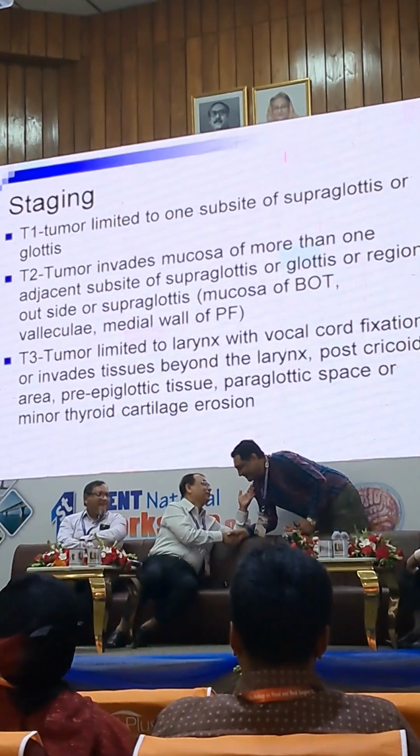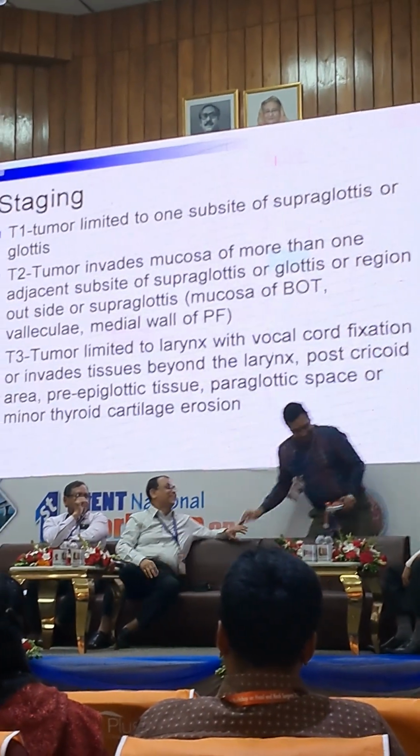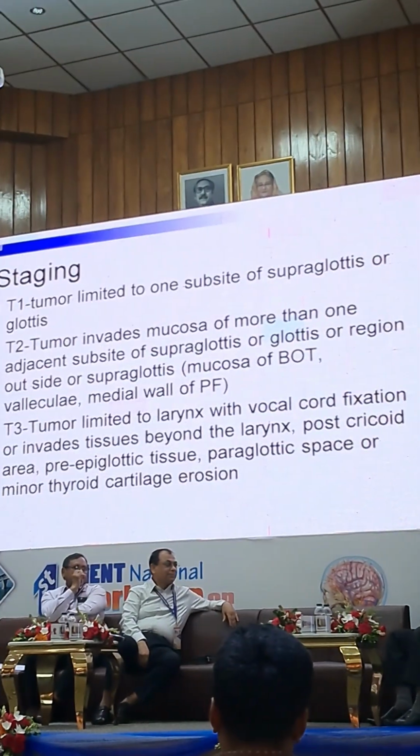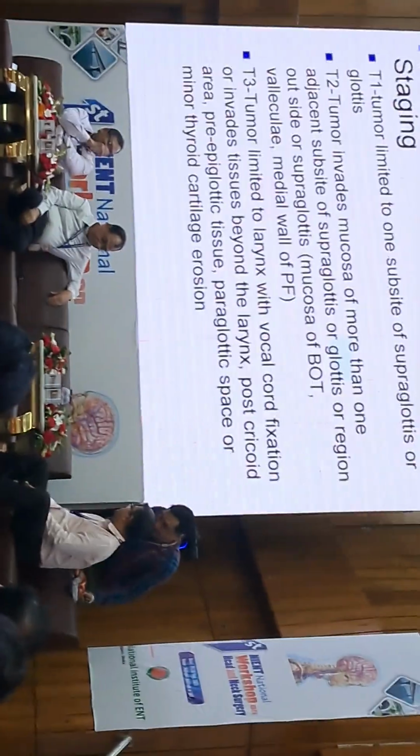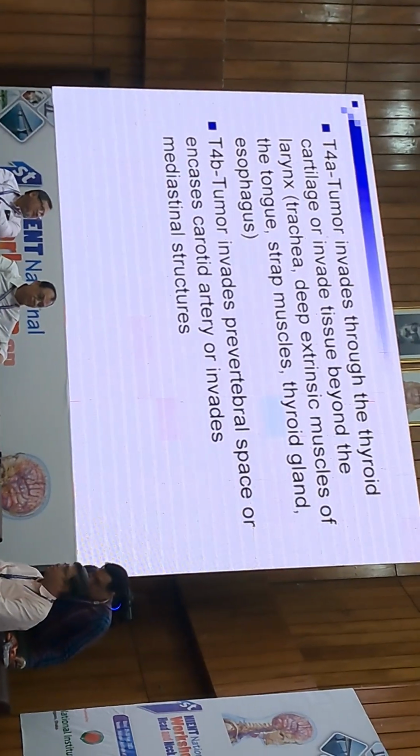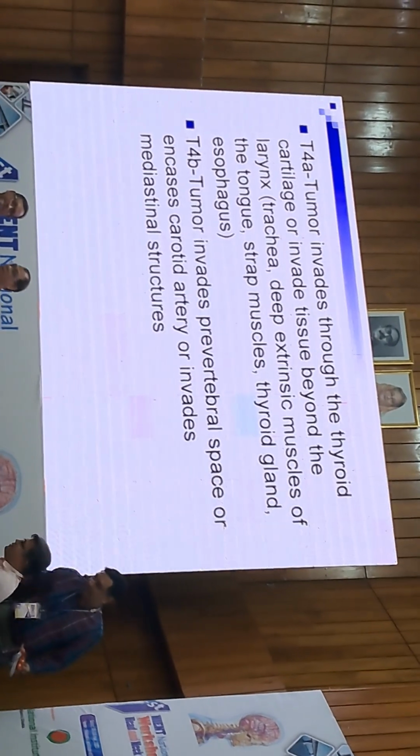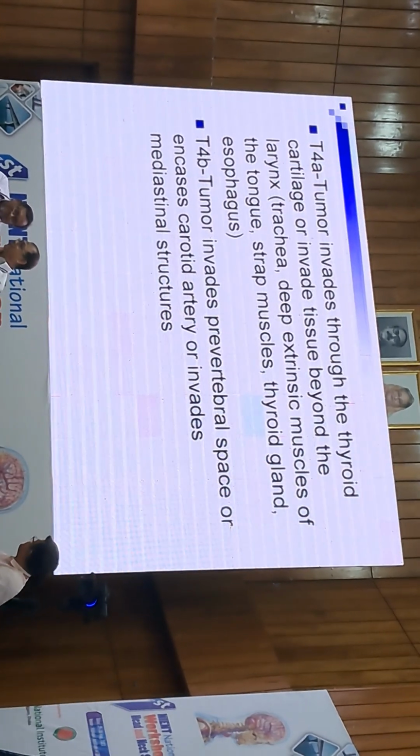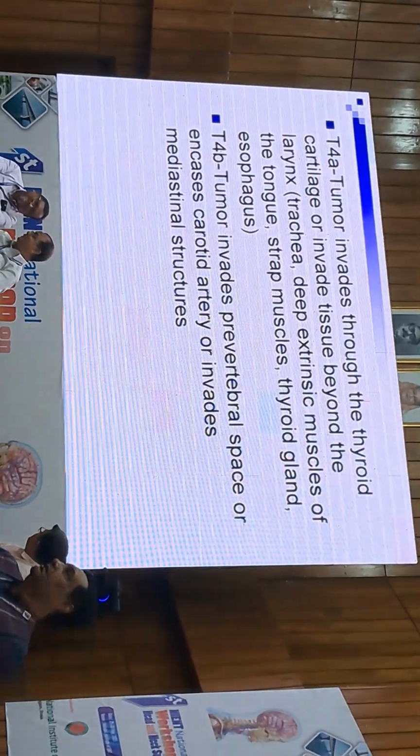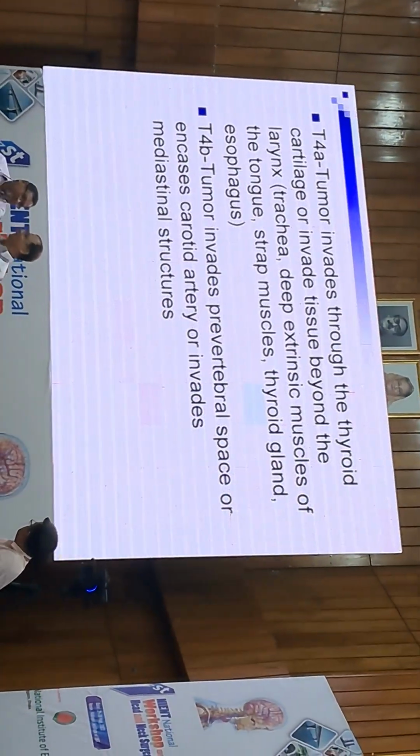T3: tumor limited to the larynx with vocal cord fixation, or invades tissue beyond the larynx, such as the post-cricoid area, pre-epiglottic tissue, paraglottic space, or minor thyroid cartilage erosion. T4a: tumor invades through the thyroid cartilage or invades tissue beyond the larynx. There is the trachea, deep intrinsic muscles of the tongue, strap muscle, thyroid gland, and esophagus. And T4b: tumor invades prevertebral space or carotid artery or invades mediastinal structures.